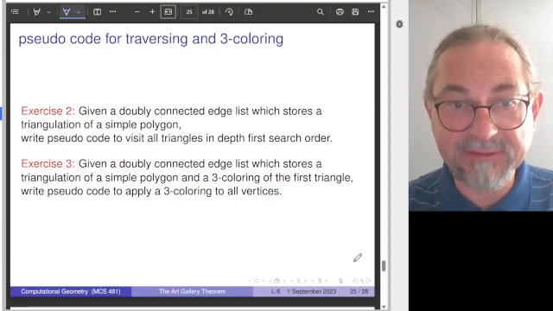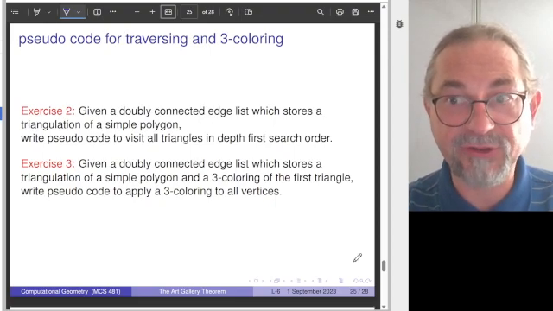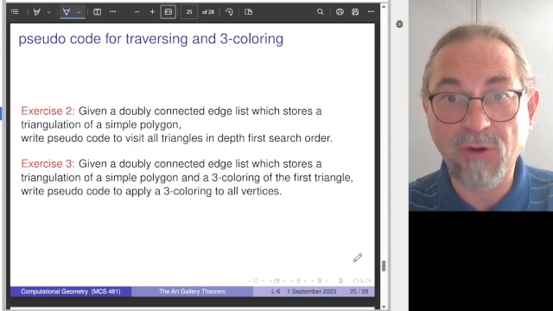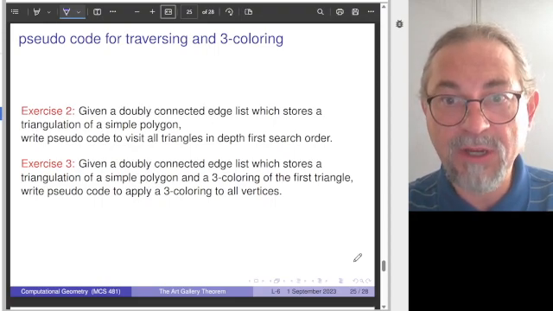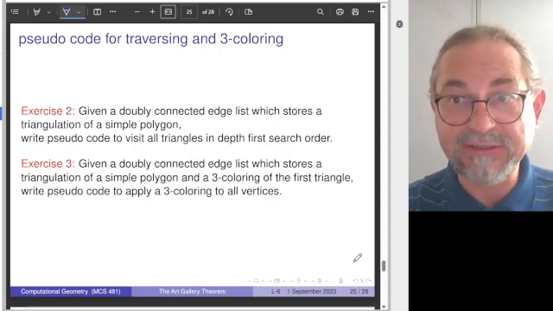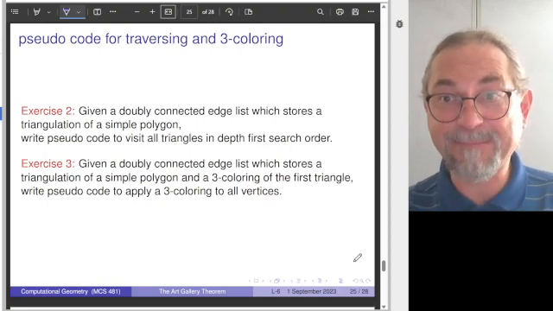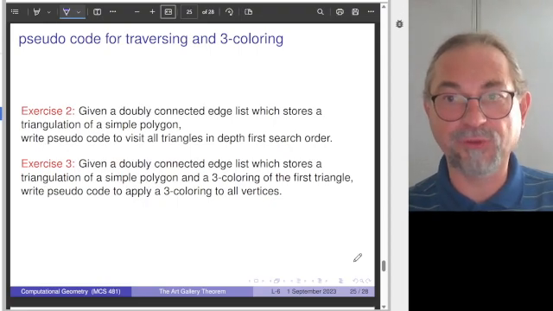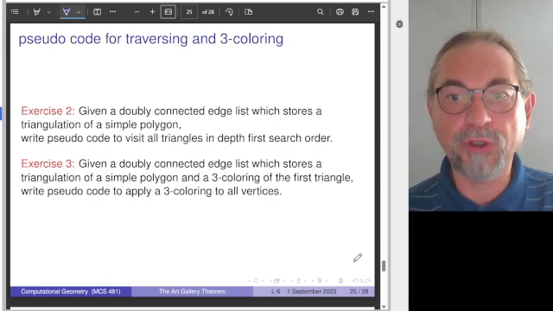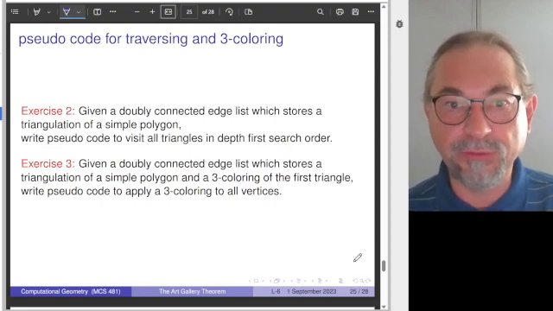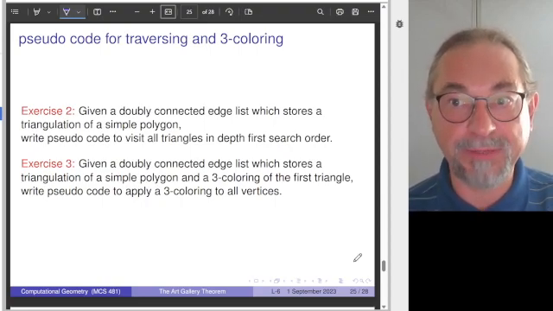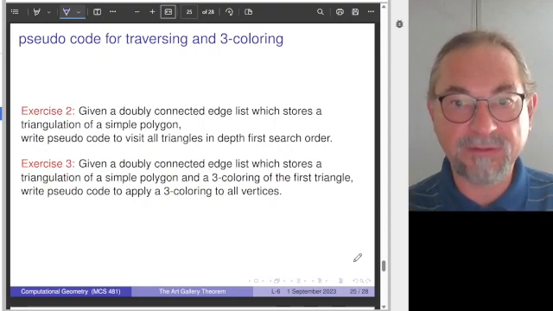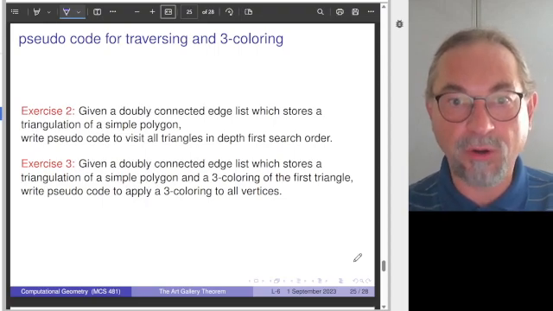Exercise 3 is then the second step. So given again a data structure that stores the triangulation and the tree coloring of the first triangle, write now pseudocode to apply a tree coloring to all the vertices. So if you have the first triangle colored, then you have also actually the second triangle, the adjacent triangle colored, except for the edge that is not shared. So that's also the argument that I was going over too quickly, that after the first triangle, everything is fixed. So write pseudocode to do this. If you write pseudocode, you have to specify everything except for the primitives. And you should also use the operations that you can do on the doubly connected edge list.